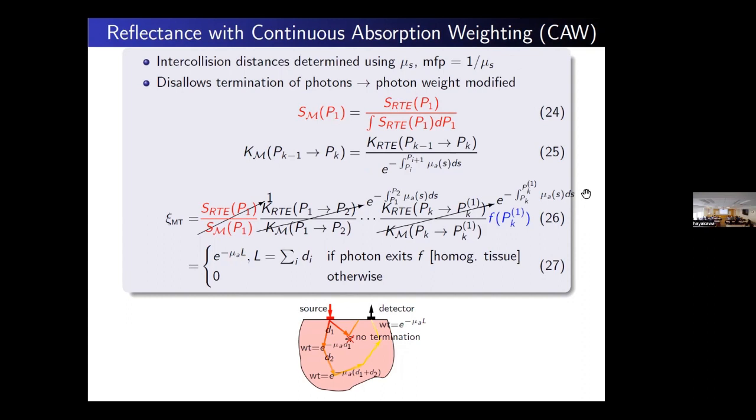And so when you plug it into this estimator, you're going to get these exponentials that take you from position to position, e to the minus the integral of mu a along that path, in case it's always changing along that path. And at the end, if it's homogeneous, you get something that looks like Beer's law, where L is the sum of the total path. So the weight is getting continuously applied along the path length, whereas in discrete, the photon weight only drops at the collision points.